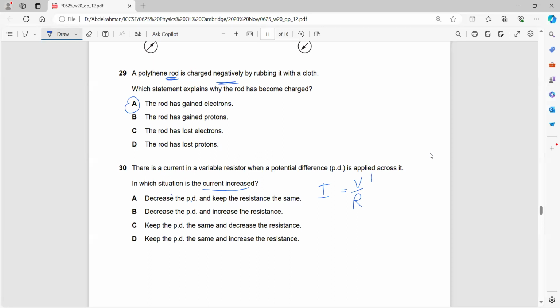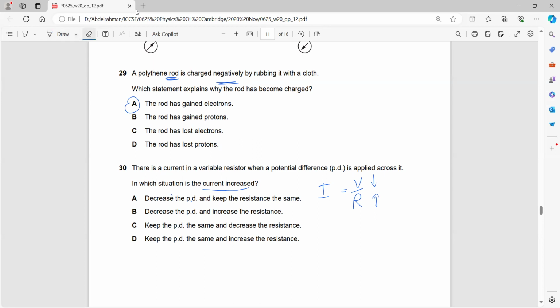Decrease the potential difference and keep the resistance the same. This will actually decrease the current. Decrease the potential difference and increase the resistance. What will happen to the current? The current will actually decrease.